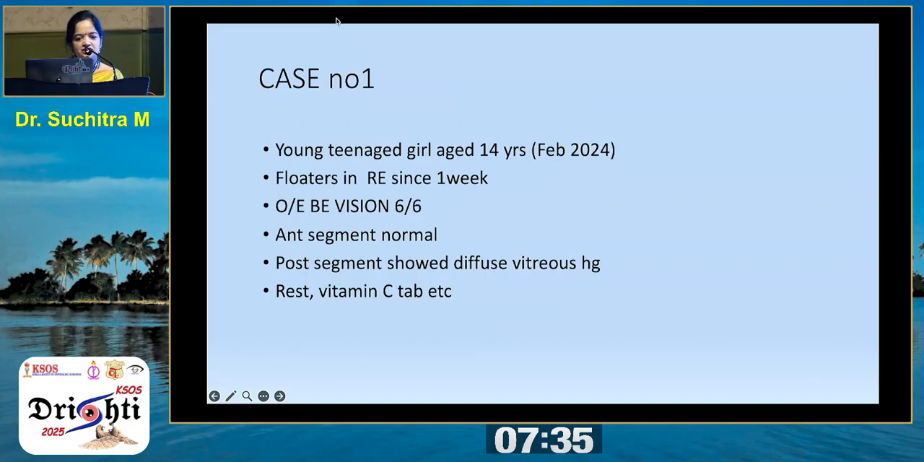On examination, both eyes' vision was 6/6, though the right eye was a little blurred. Anterior segment was absolutely normal. Posterior segment showed dense vitreous hemorrhage. We couldn't make out any other details. So as we usually manage vitreous hemorrhage, we asked her to rest for 1 week, gave vitamin C tablets, and advised a propped up position.